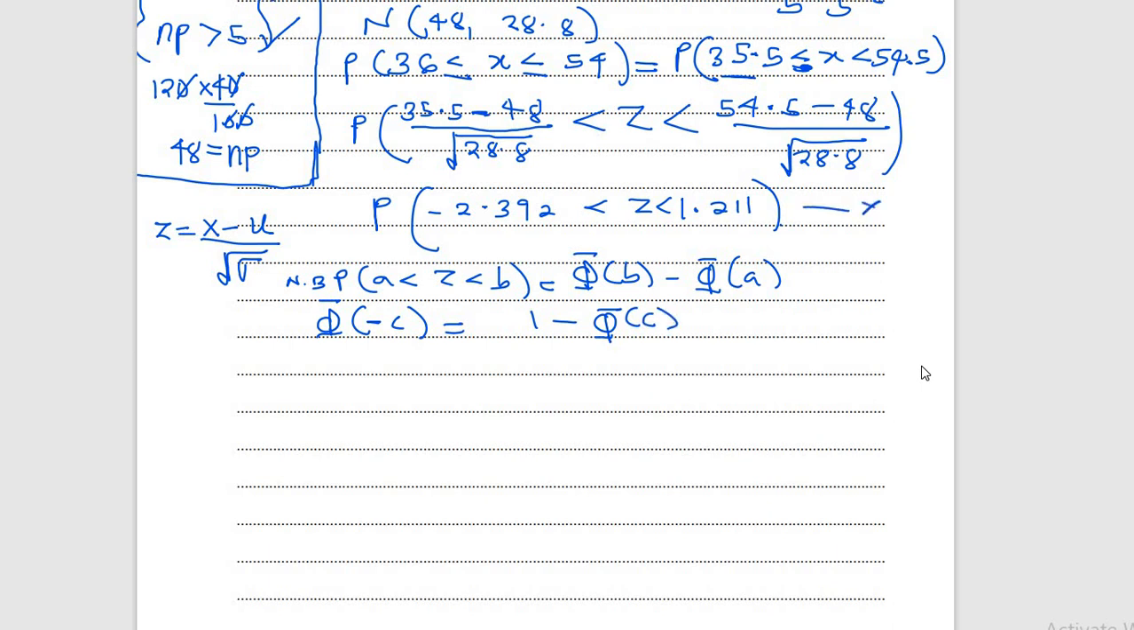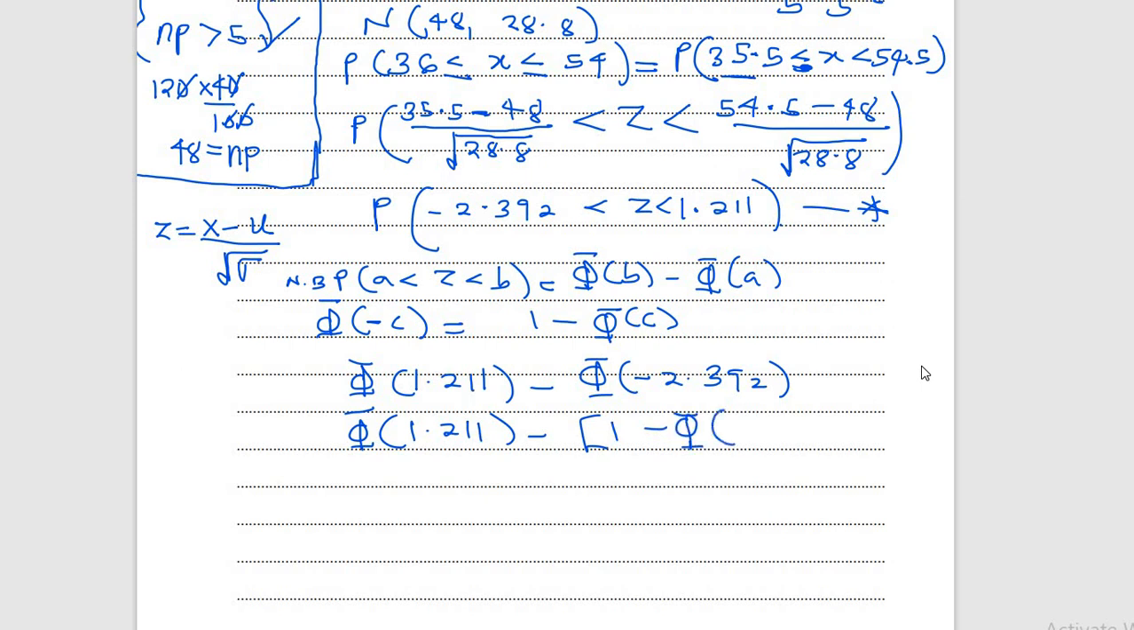So now let's go back to this and interpret it. It means phi of 1.211 minus phi of negative 2.392. Like I said earlier, when you come across phi of a negative number, it means 1 minus phi of the positive of that number. At the end of the day, we have phi of 1.211 minus 1 plus phi of 2.392.